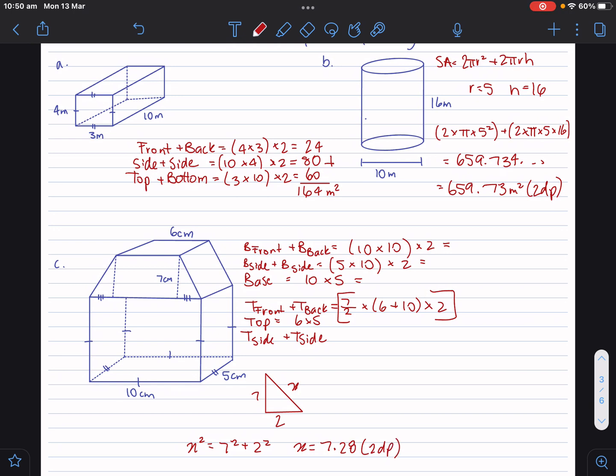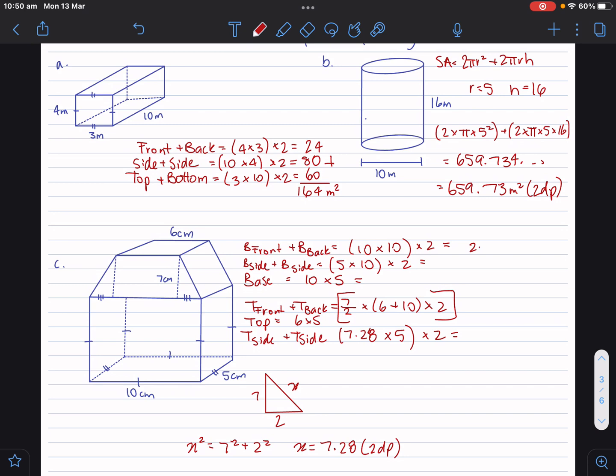So the sides here are going to be 7.28 times this, which is 5. And because there's 2 of them, we're going to multiply that by 2. Now, I have to find all of those answers, and I need to add them up.